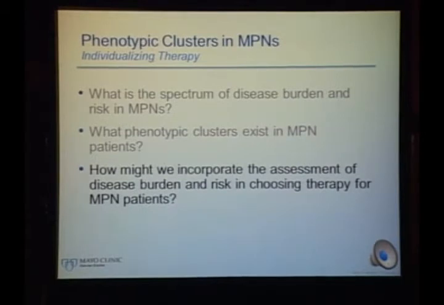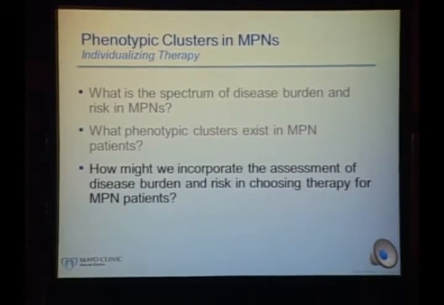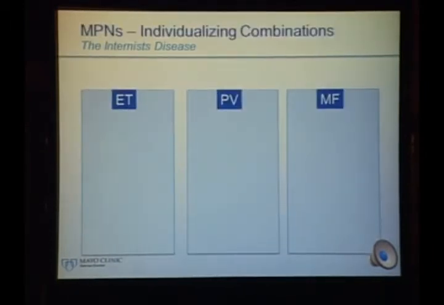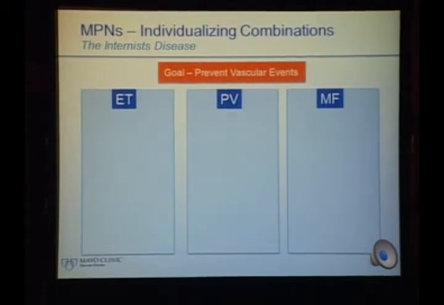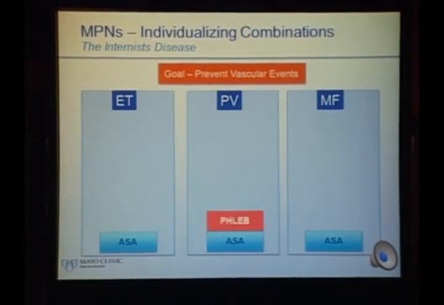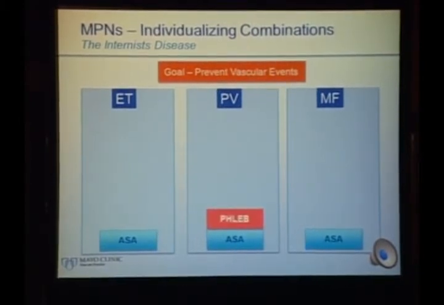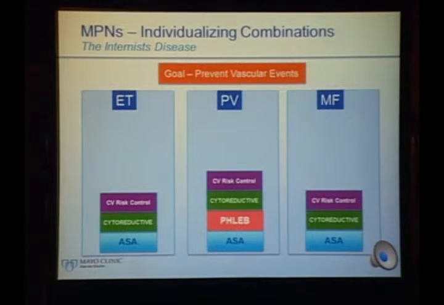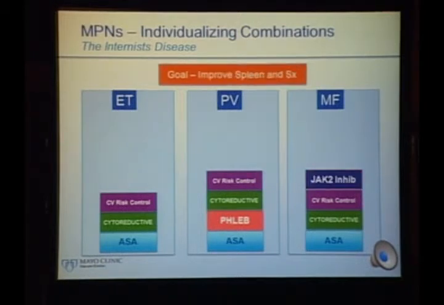Now, finally, how do we try to incorporate all of these things in terms of coming up with a treatment plan for you as an individual? Well, as we look at patients with ET, PV, and MF lined up, let's say our goal is to prevent vascular events, blood clots or bleeding. We know a baby aspirin can be helpful. We know that phlebotomy or keeping the hematocrit under control is key for those with PV. We know that cytoreductive therapy is key. We know in those with cardiovascular risk factors, an area near and dear to my heart, controlling these is essential.